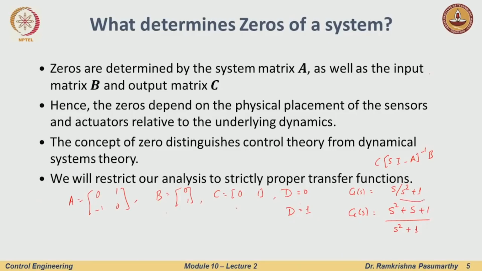You see, nothing changes in the denominator, the poles are the same. What changes from here till here is the location of the zeros. There is one more zero added here, and you could similarly take maybe B as [1; 0], C as [1, 0], and you will get different numerators for each of them. So the zeros are determined by not only A but also B, C and in many cases D.